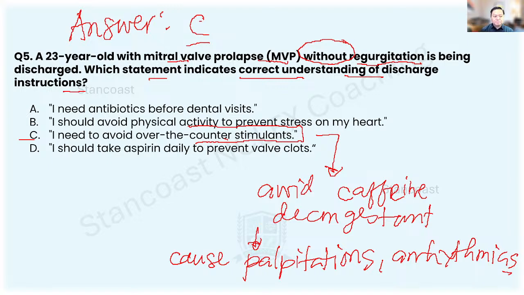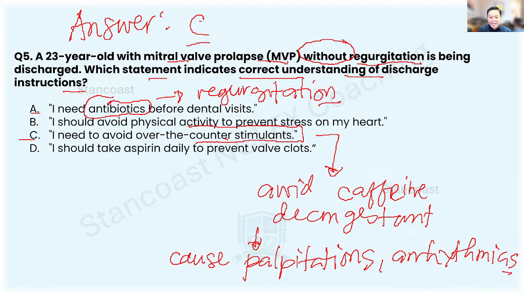Why not letter A? Why is letter A wrong here? The reason that A is wrong is because the patient will not need any antibiotic before they go to a dental visit, especially if there is no regurgitation. They're only going to need the antibiotics if there is regurgitation. Our case here states that the patient does not have any mitral valve regurgitation.